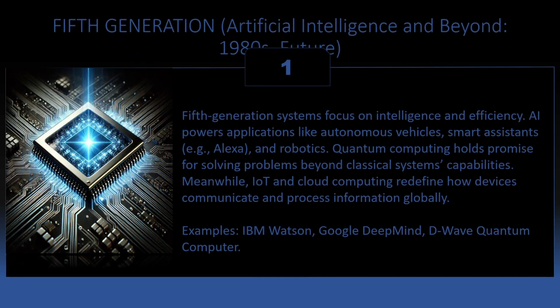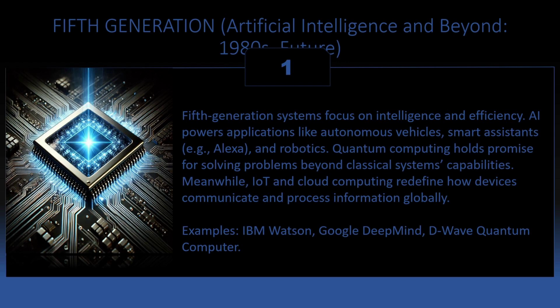I'm here to talk about the computer architecture of the fifth generation. The fifth generation computer system was a Japanese funded project that aimed to develop a new generation of computers. It focused on intelligence and efficiency. AI powers applications like smart assistants, such as Alexa, and robotics. The fifth generation architecture focused more on artificial intelligence, machine learning, and natural language processing.